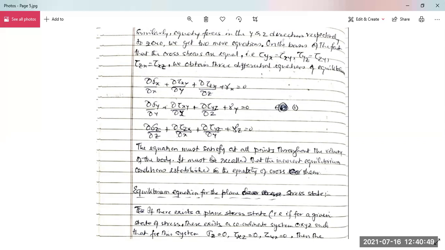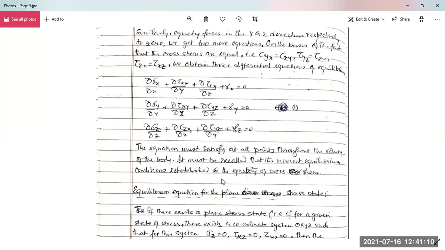This equation must be satisfied at all points throughout the volume of the body. It must be related to the moment equilibrium condition established with the equality of shear stresses.